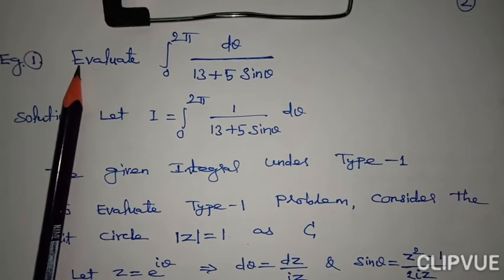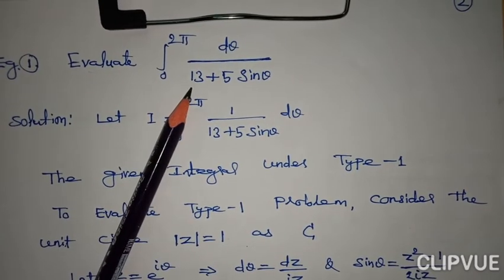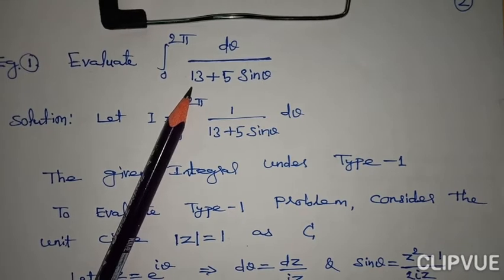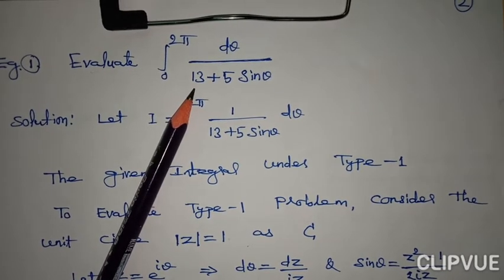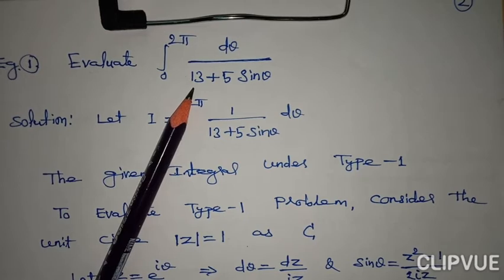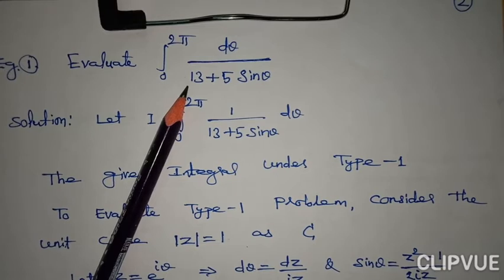Now, how to evaluate this problem? Integral 0 to 2 pi d theta divided by 13 plus 5 times sin theta. Now, this falls under which type? Just now we saw three types of problems under contour integration. This falls under which type? Type 1, 2 or 3?